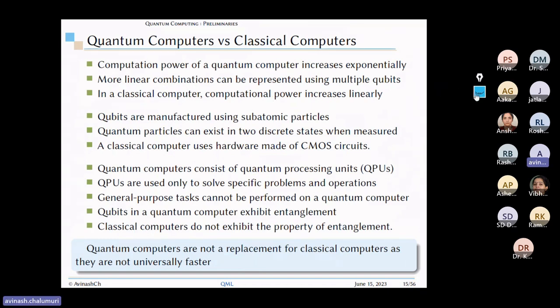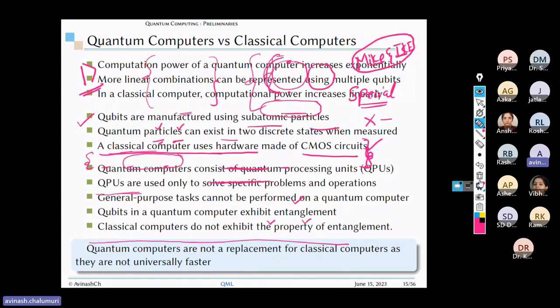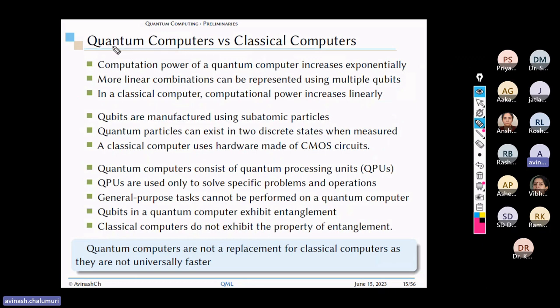Yeah, so these are some of the differences between quantum computers and classical computers. Quantum computation power increases exponentially as a qubit is in a superposition of both 0 and 1 at the same time. I can represent the states in multiple forms. Say, for example, you have one qubit, I can represent it using ket 0 and ket 1.